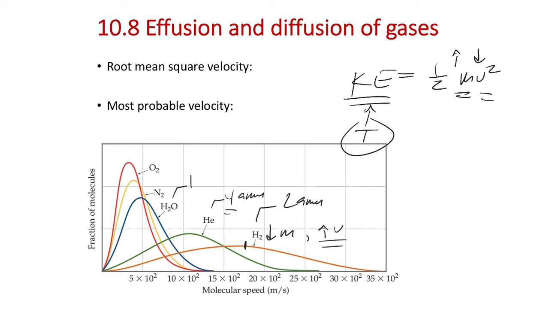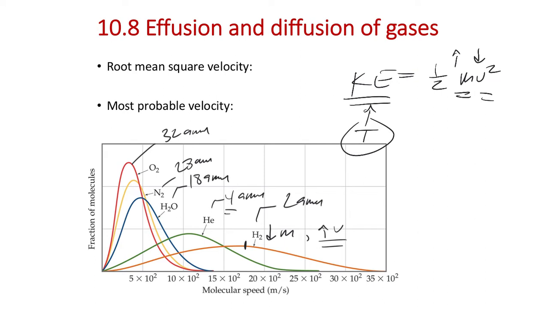If you go to water, about 18 AMU per particle, its distribution is even slower. Nitrogen is even slower at 28 AMU. And of the gases on this slide, oxygen at 32 AMU has the lowest set of velocities. So the distribution of velocities goes slower the heavier the particle, and faster the lighter the particle.